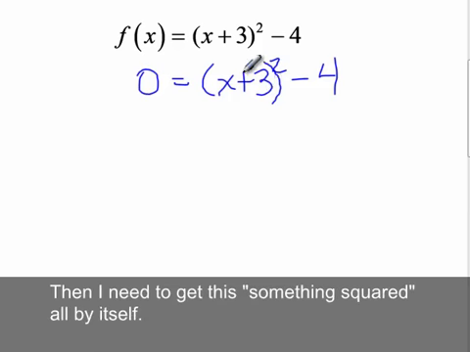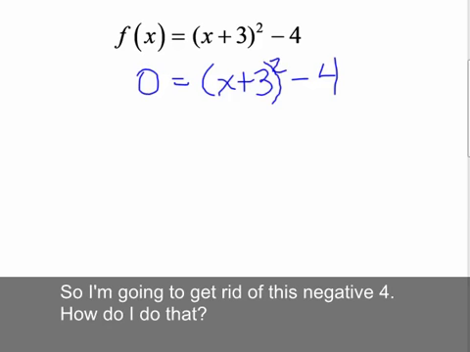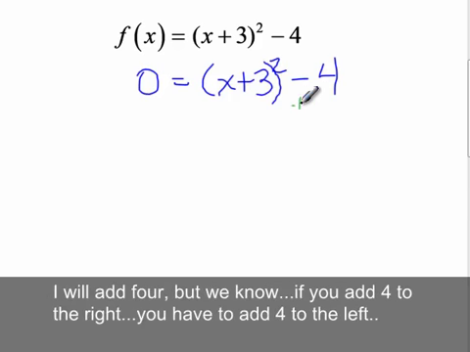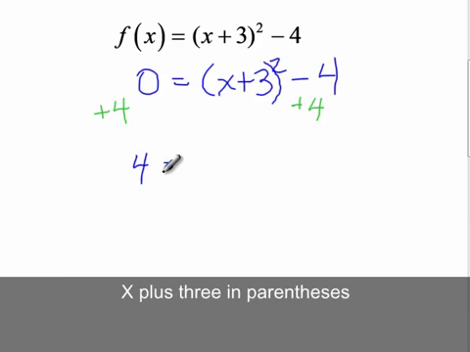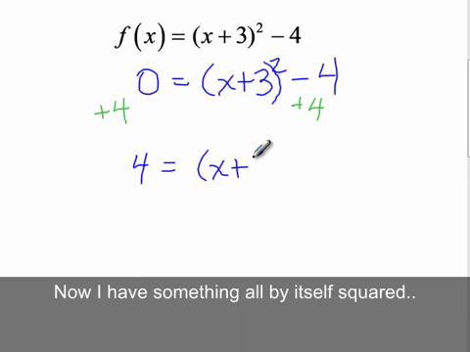Then I need to get this something squared all by itself. So I am going to get rid of this negative 4. How do I do that? I will add 4, but we know if you add 4 to the right, you have to add 4 to the left. So I will have 4 is equal to (x + 3) squared. Now I have something all by itself squared.